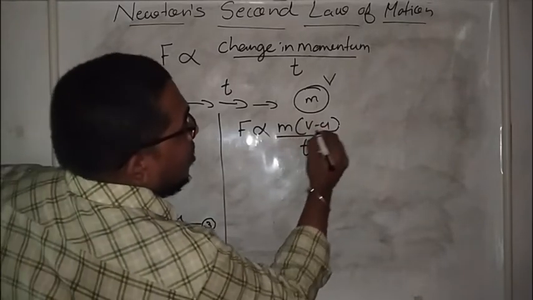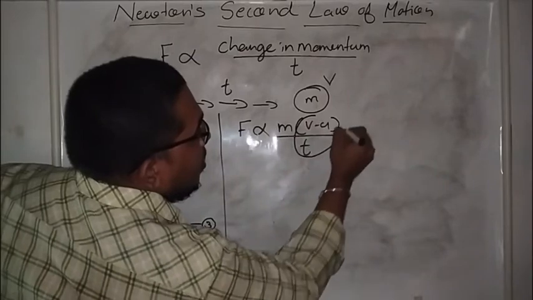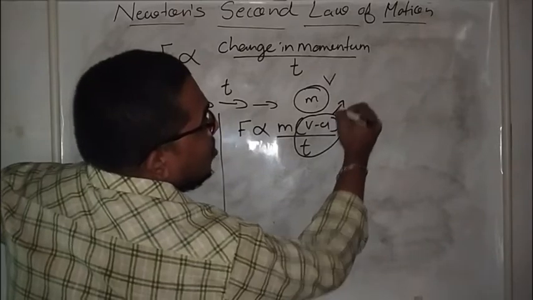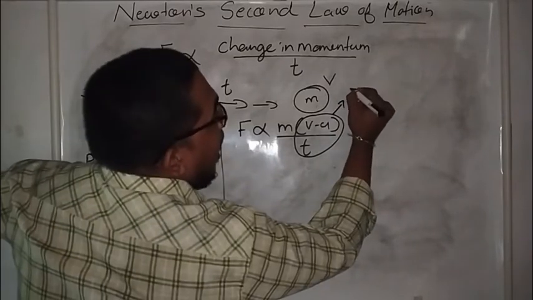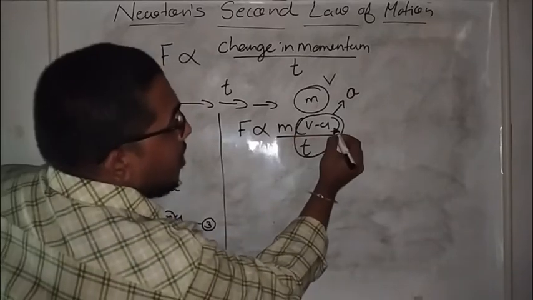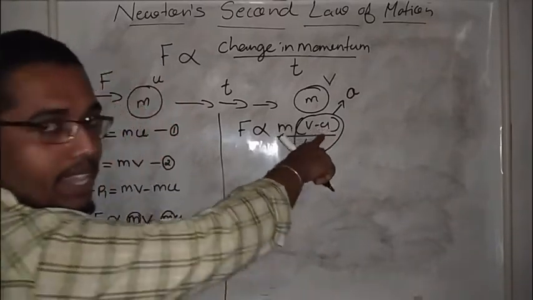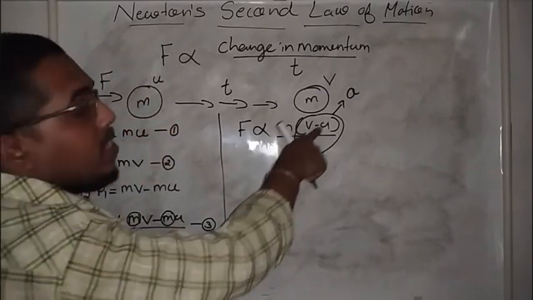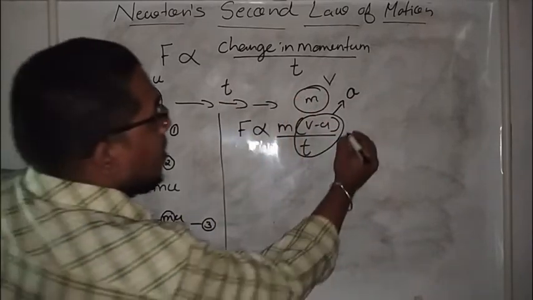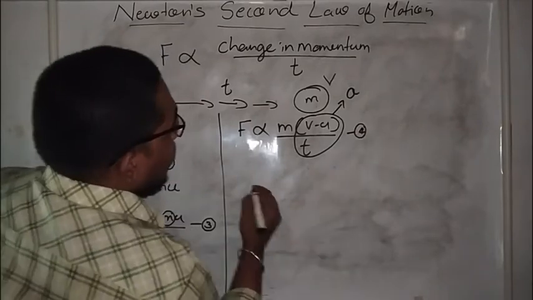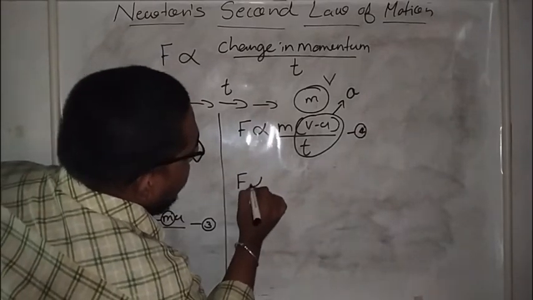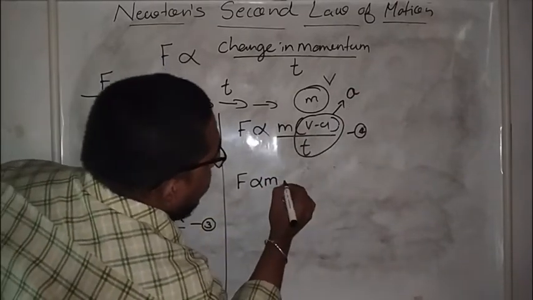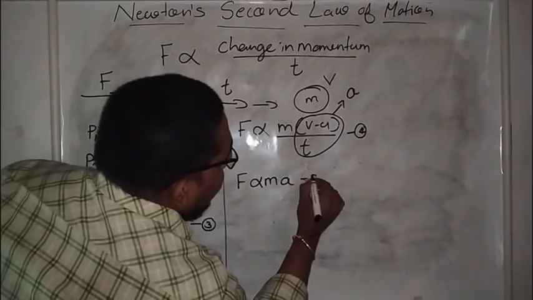Clear? So here you just look at this particular term v minus u by t. In the lesson on motion we have studied that the change in velocity with respect to time is what we call acceleration a. So v minus u, where v means final velocity, u is the initial velocity and t is the time. Therefore change in velocity with time is what we call acceleration. Clear? That's equation number 4. Then F is proportional to m into, we can write a in place of v minus u by t. So F is proportional to ma. Equation number 5.